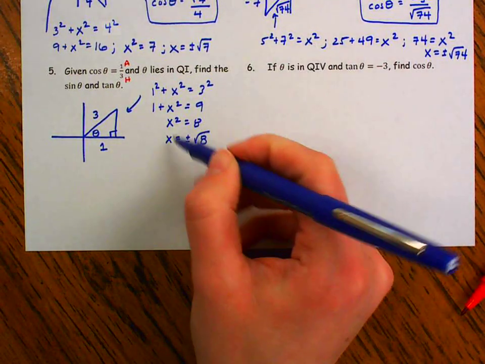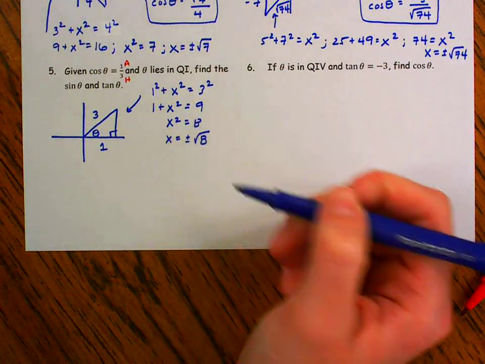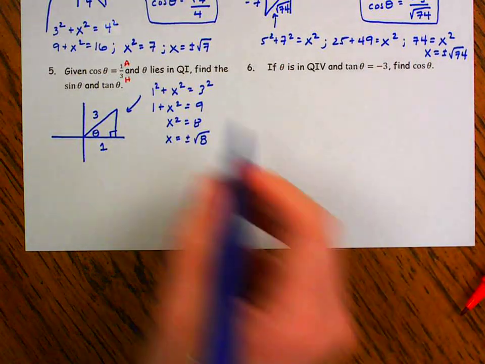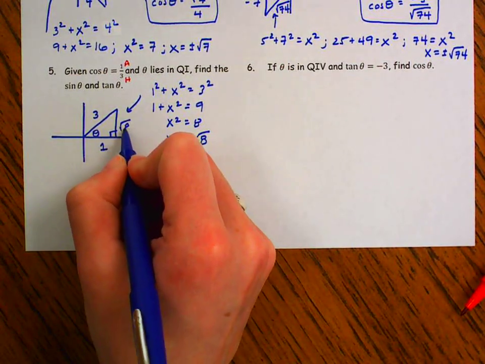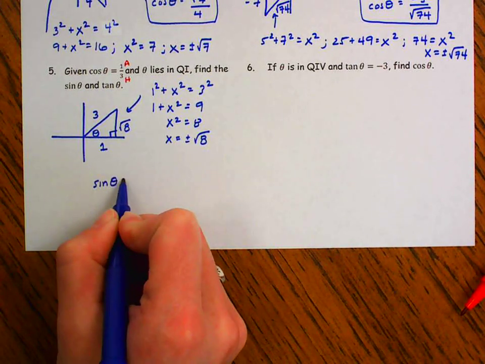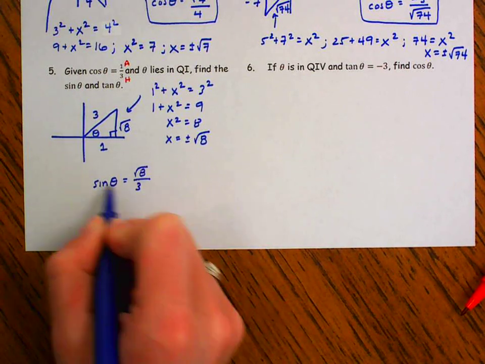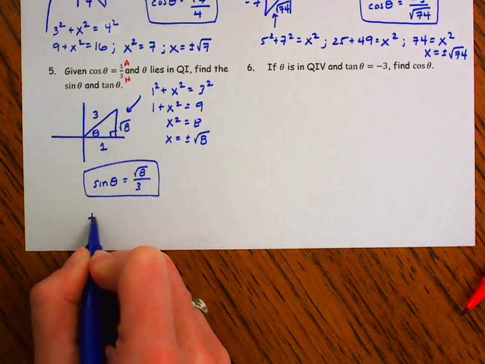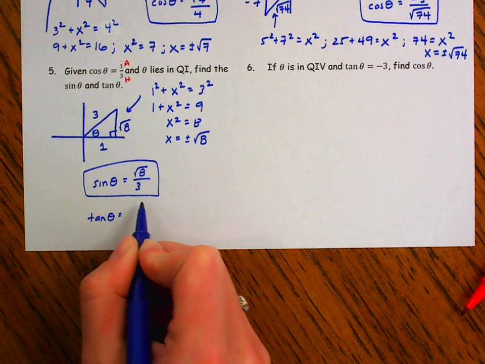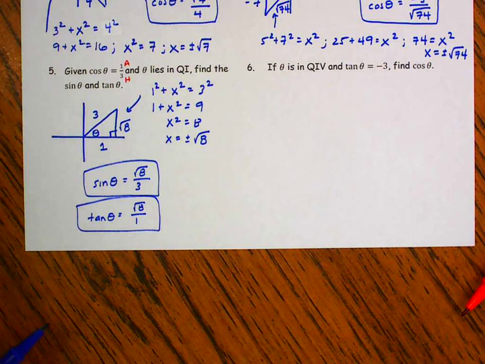We can technically simplify the square root of 8. It's 2 root 2, but for right now, I'm going to let you guys just leave it just like this. We're going up, so it's going to be a positive root 8. So if I want sine of theta, that's O over H. And if I want tangent, that's O over A. Now you can leave that just as root 8. But that's fine.